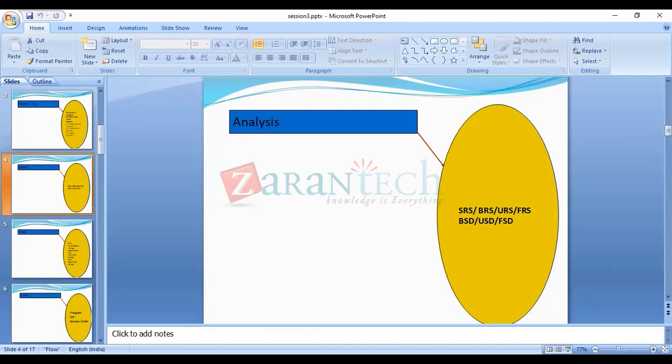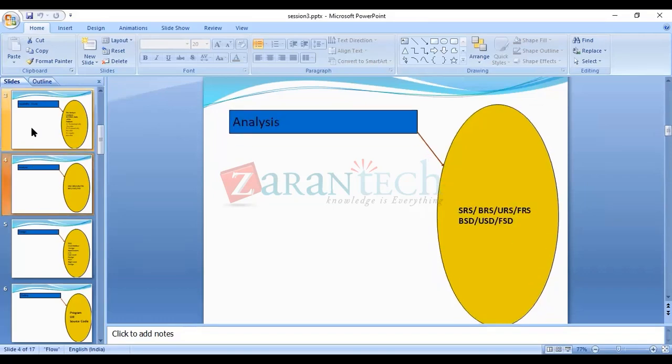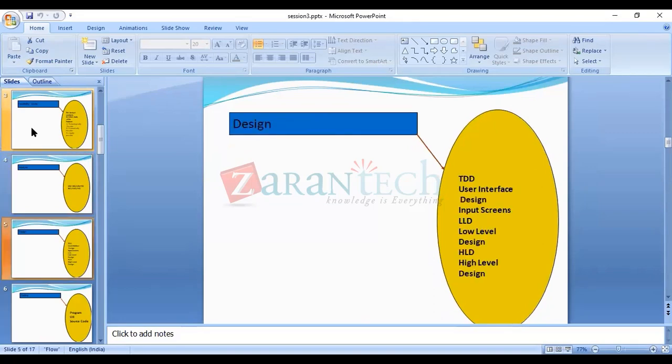So we have these many stages to construct your house. Here also, to construct a project, we follow these many stages. In this, feasibility we have completed successfully, analysis we have completed successfully, and then we entered into designing. The designer is the responsible person to design the application. So what is TDD, what is LLD, what is HLD? Now we are going to discuss.